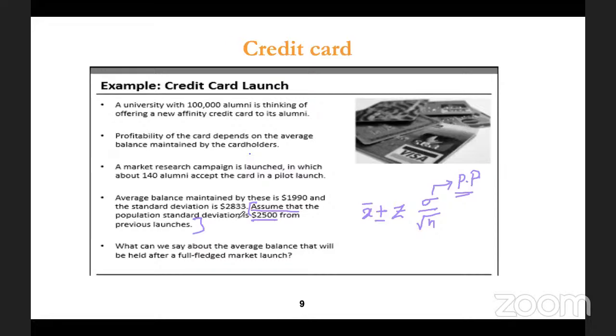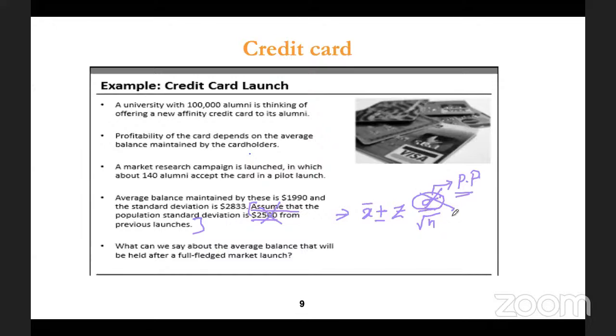When you are working on real-time problems, no. This we will not get, because we will not get a chance to compute the population parameters, right? So in that case, how do we compute the confidence intervals? This sigma we cannot use because the population parameter we will not get.